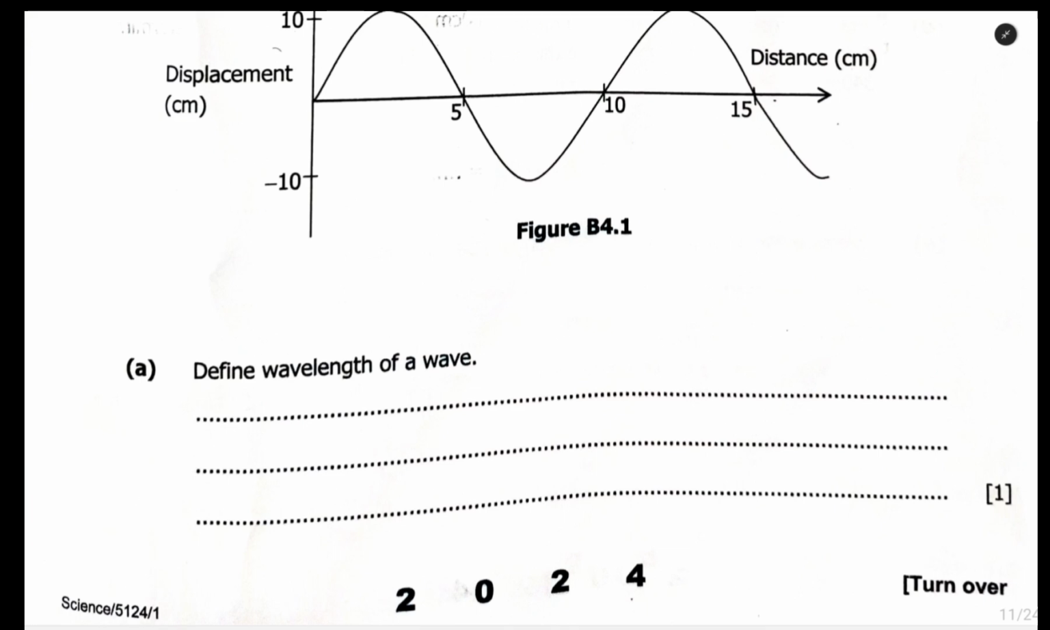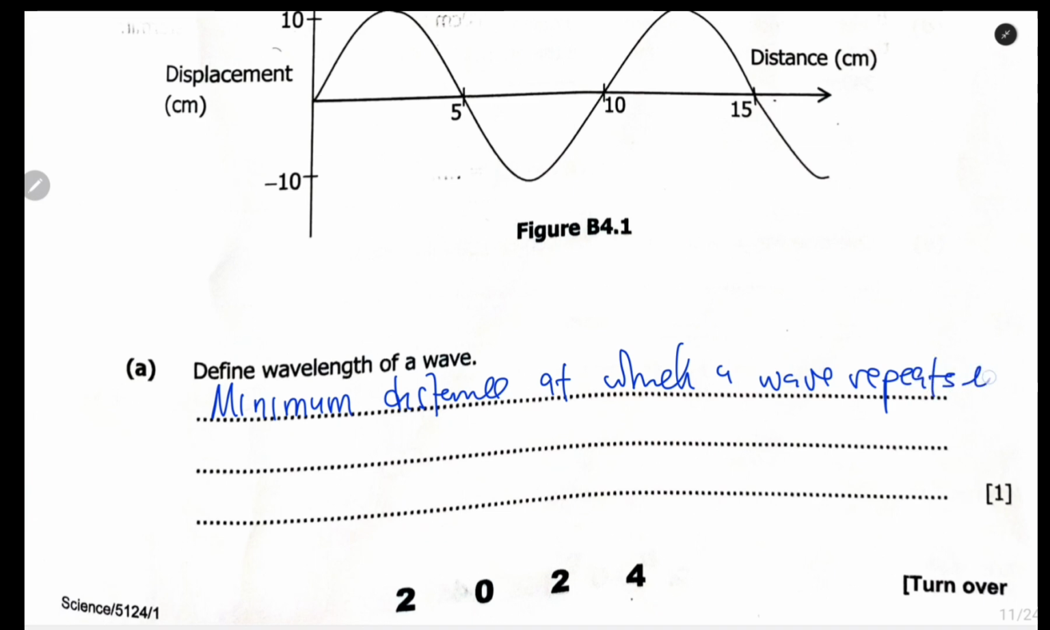So what is wavelength? Wavelength is just the minimum distance at which a wave repeats itself. You can also define it as the distance between successive crests or troughs, or the distance between the crest and the crest, or the distance between the trough and the trough. You are still correct. Those are the ways that you can define a wavelength.